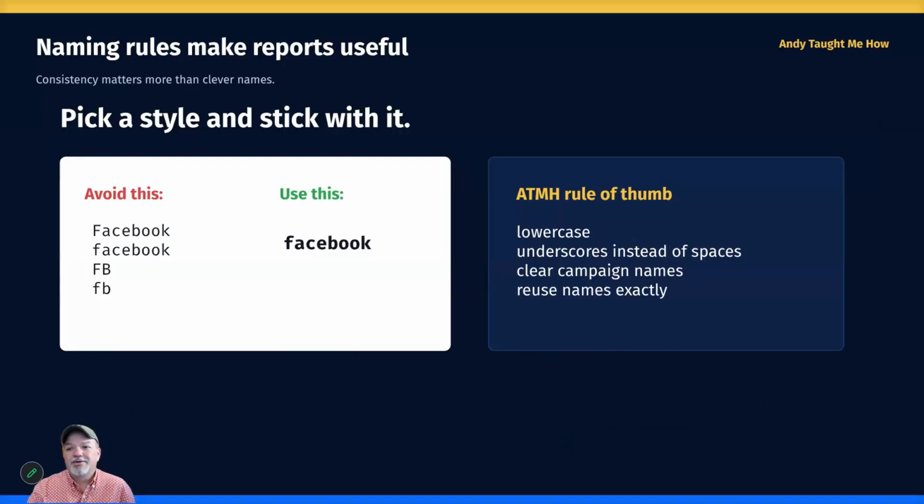Let's keep going. Analytics tools treat small differences as different values. So we want to avoid a mixed case Facebook or a lowercase Facebook or capital FB or lower FB and standardize on the full word Facebook. Don't worry about typing too much. You can always copy paste. The rule of thumb: we're going to use lowercase. We're going to use underscores instead of spaces, clear campaign names, and we're going to reuse names exactly. In other words, pick a style and stick with it.